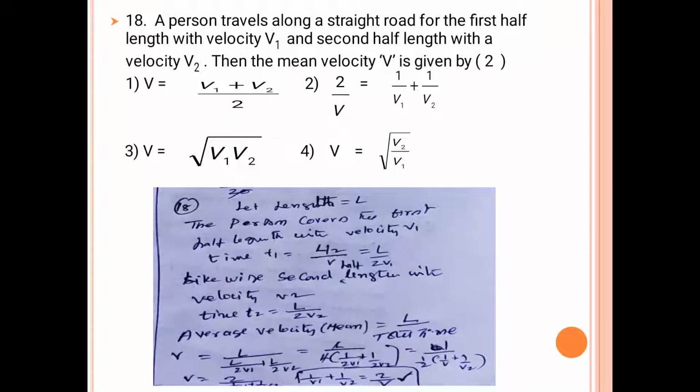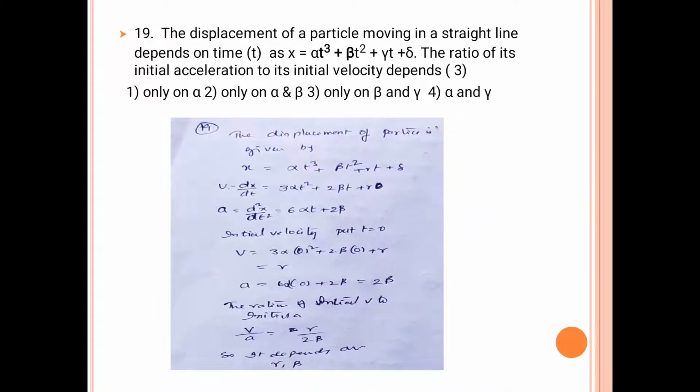Adding these two times gives the total time. Average velocity is equal to total length by total time. Then with simple mathematical simplification, you will get 2 by v equals 1 by v1 plus 1 by v2, which is a very simple one. Okay, next, 19th question.